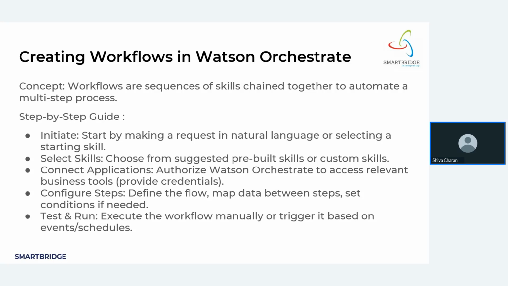And in the configuration steps, we define the flow, map the data between the steps, and set the conditions if required. And then we'll test and run it, executing the workflow manually or triggering it based on the event schedule. Whatever event is scheduled, that operation or workflow needs to be triggered and it should be up and running. So that's how we'll test and run. So this is a step-by-step guide on how to create an automated workflow by using the Watson Orchestrate.